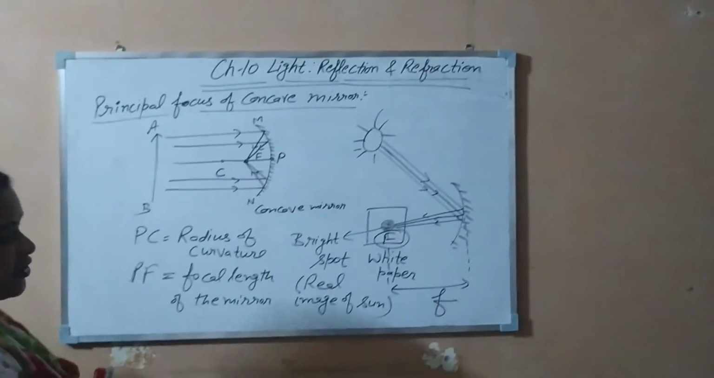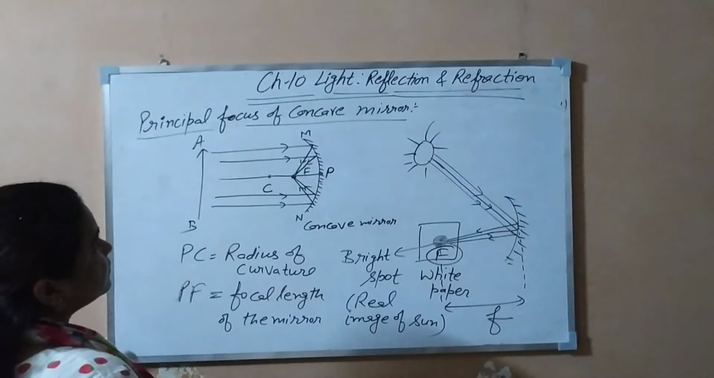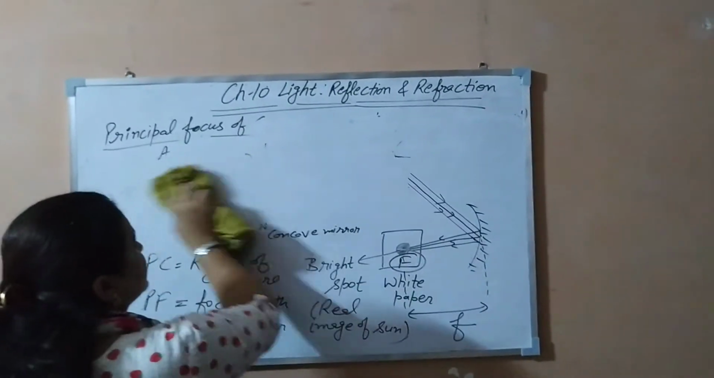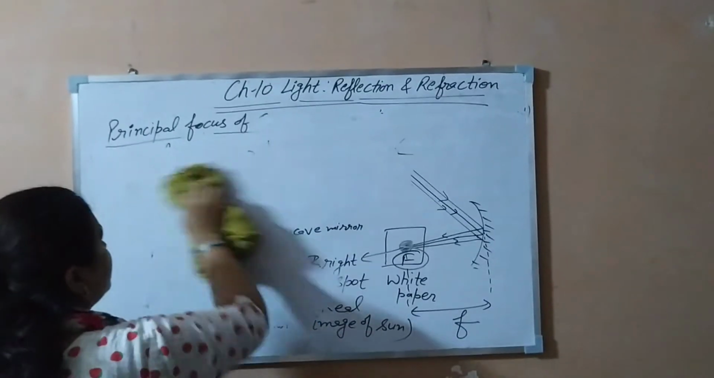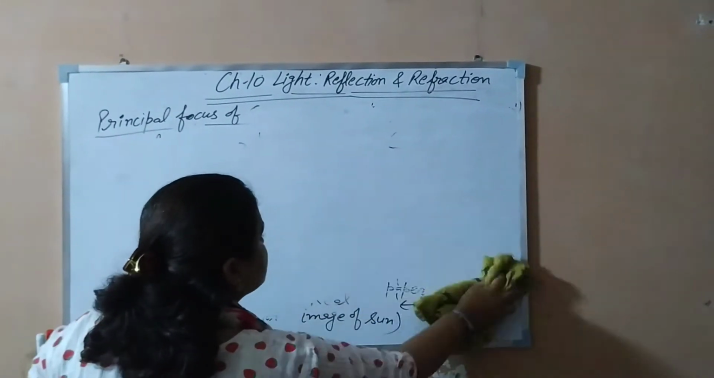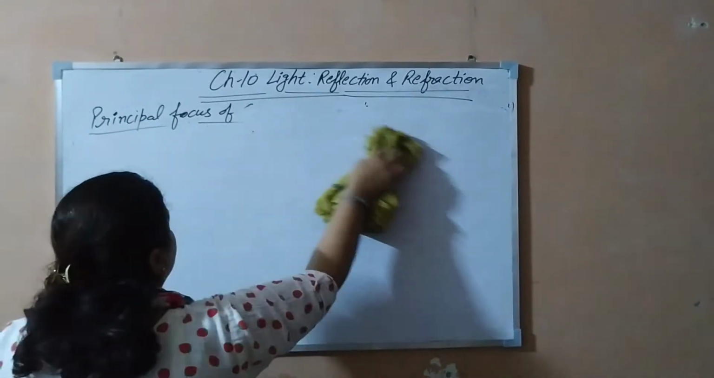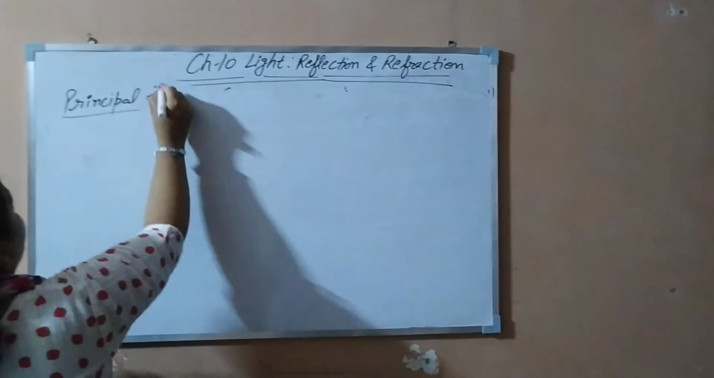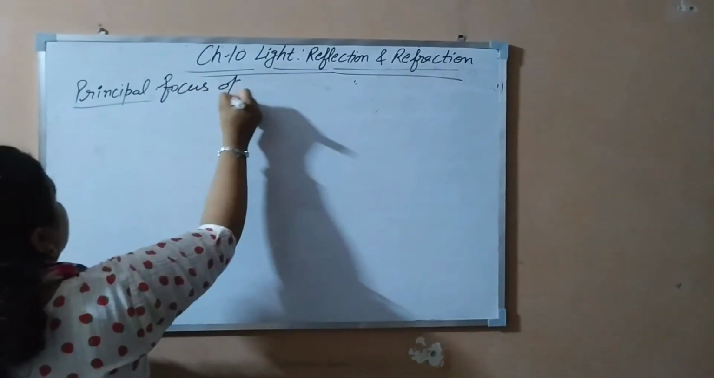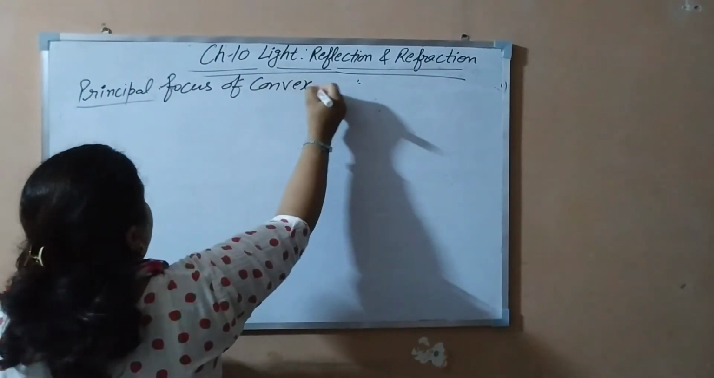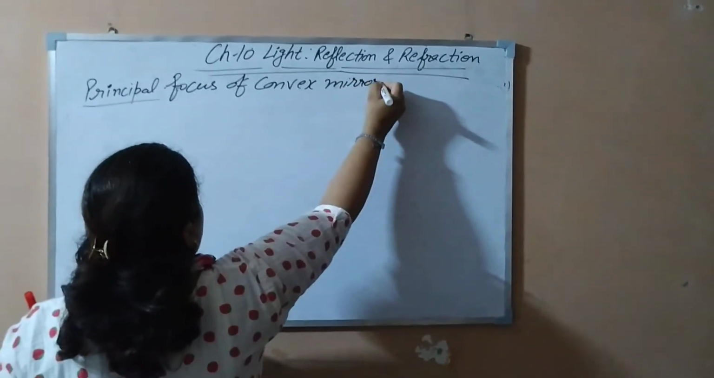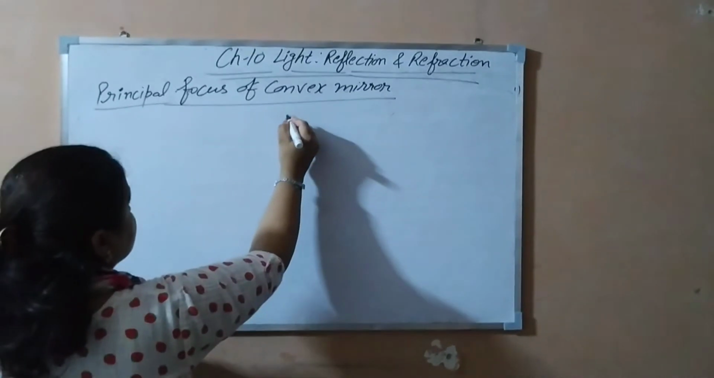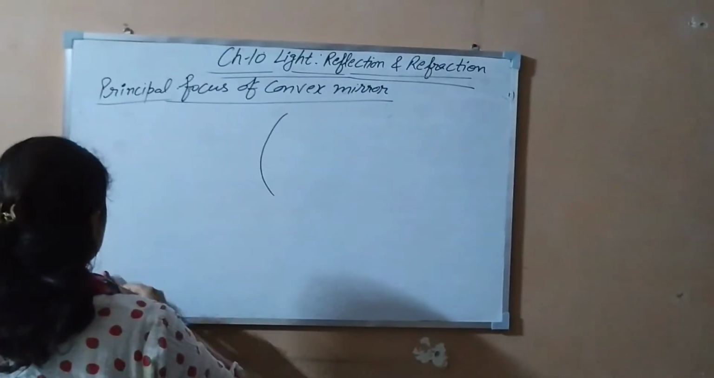Now let's do it for the convex mirror. Let's do the principal focus of convex mirror. This we have done for concave. Now let us do it for the convex mirror. Principal focus of convex mirror. So this time we will make the convex mirror. So let's see this, the bulging out surface.